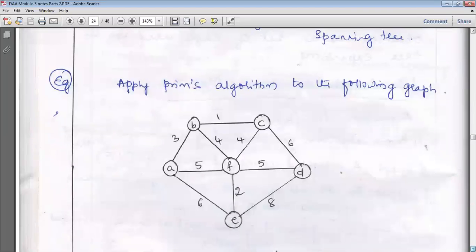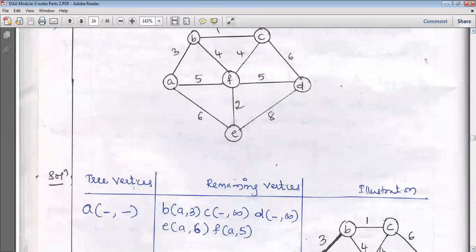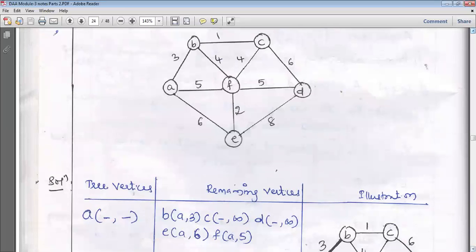Today we will apply Prim's algorithm to the following graph. This is the given graph. First, we arbitrarily select any vertex. I have selected the vertex A. Once I select vertex A, I have to check which is the nearest vertex to A with a minimum cost. From A to B, A to C, and the remaining vertices are B, C, D, E, F. I have to consider all these vertices and decide which one has to be selected. We'll see it.